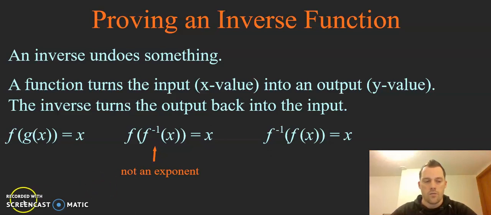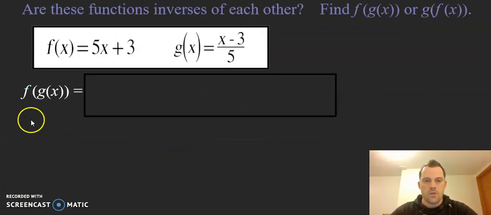So if we've got these two functions here, how we can tell if they are inverses of each other is we are going to just find f of g of x or g of f of x. So we'll do this one together here. See if you can figure that out on your own, and then I'll let you try this one to see if you get the same answer.